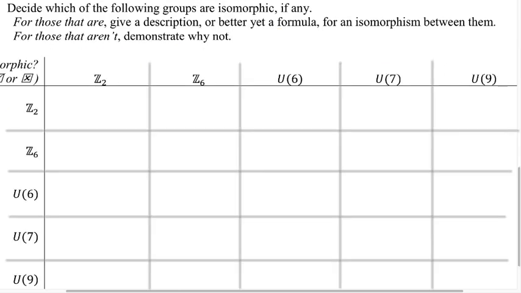What that does immediately for us, it tells us every group is isomorphic to itself. Therefore, in this table, we can use the identity function to check off everything on the diagonal. Z2 is isomorphic to itself, Z6 is isomorphic to itself, U6 is isomorphic to itself, U7, U9. One of the interesting things we're going to talk more about on Wednesday is that the identity function is not, in general, the only function that shows that a group is isomorphic to itself.